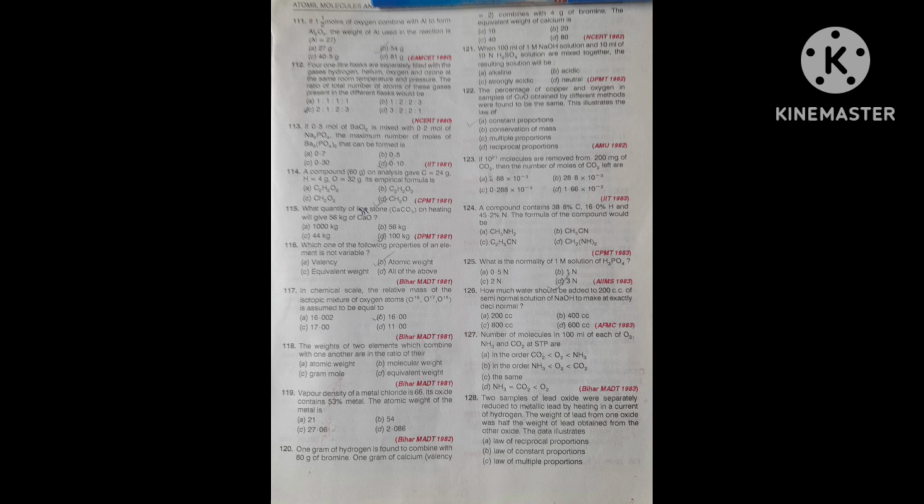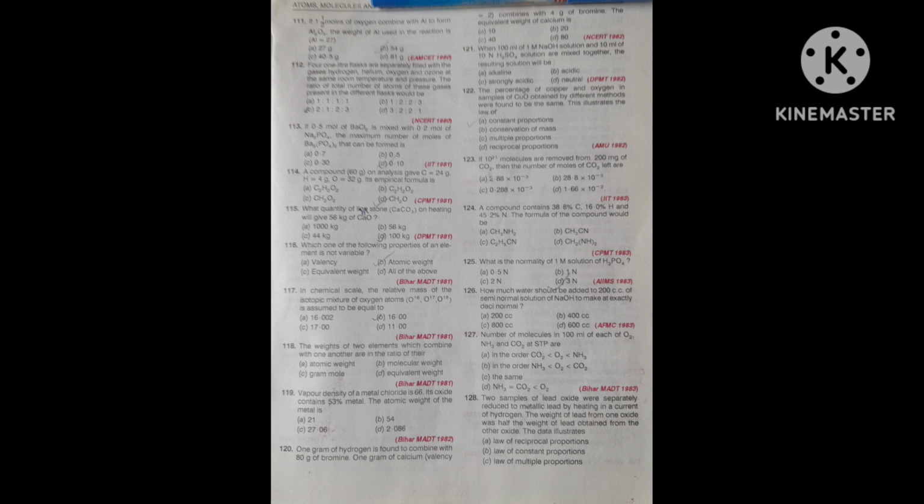The percentage of copper and oxygen in samples of CuO obtained by different methods were found to be the same. This illustrates the law of, four options are there. First option, constant proportion. Second option, conservation of mass. Third option, multiple proportions. Fourth option, reciprocal proportions. Again I am repeating the question.